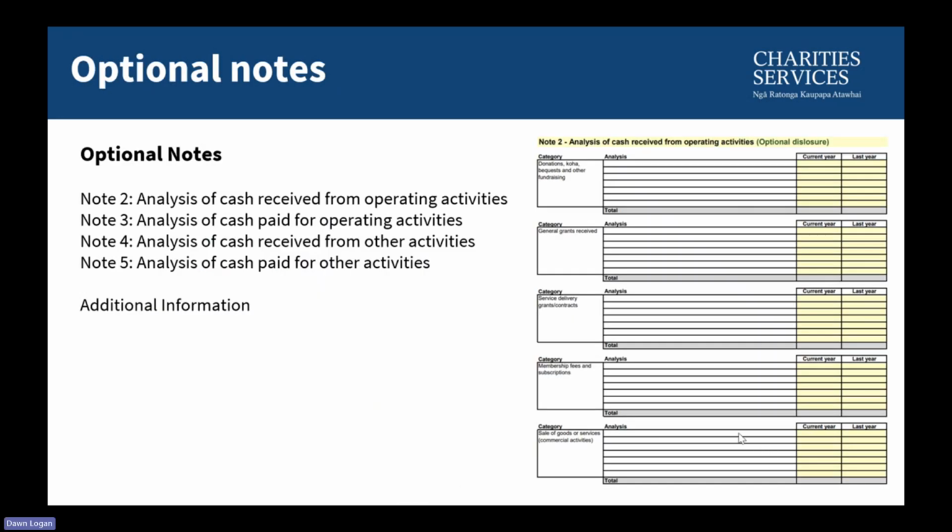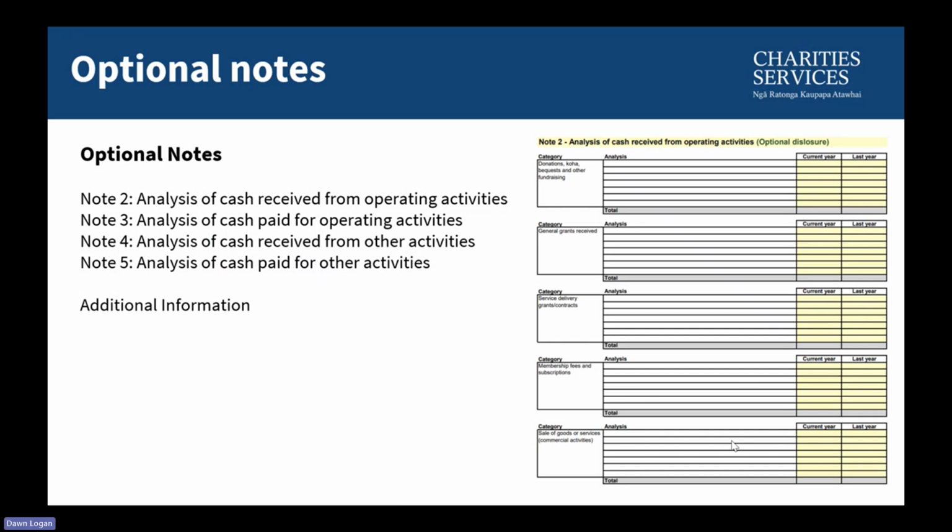If you are using the full Tier 4 template, the following notes are available to use and are optional. They are very similar to the previous template, only cash received and paid for other activities have been split into separate notes. These notes can be used by your charity to further break down the receipts in each of the categories on the statement of cash received and cash paid.